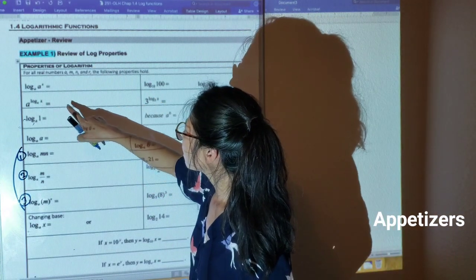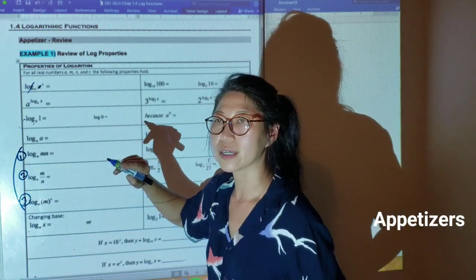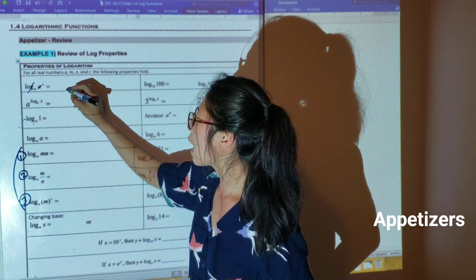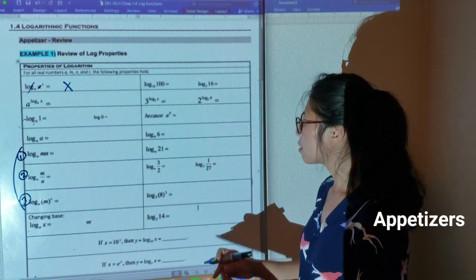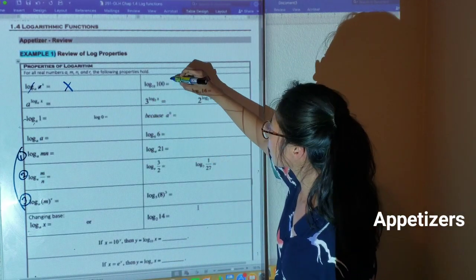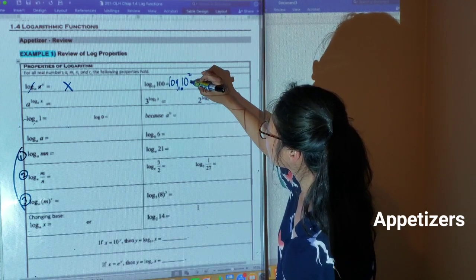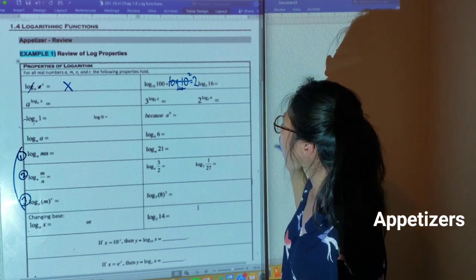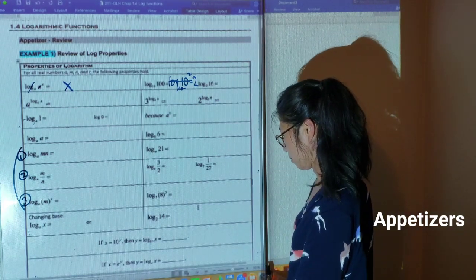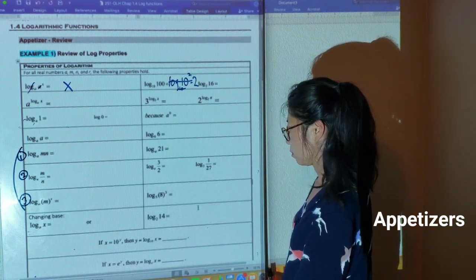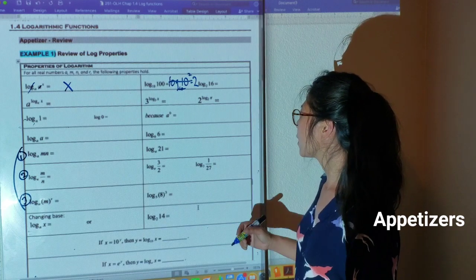So let's look at this one. If you have log base a of a to the x, these cancel out each other as an inverse function. So you are going to have x as your answer. Let's look at the example on the right side. If you have log base 10 of 100, you can write it as log base 10 of 10 to the second power, which cancels out and turns out to be 2. Let's continue with the next question of log base 2 of 16.